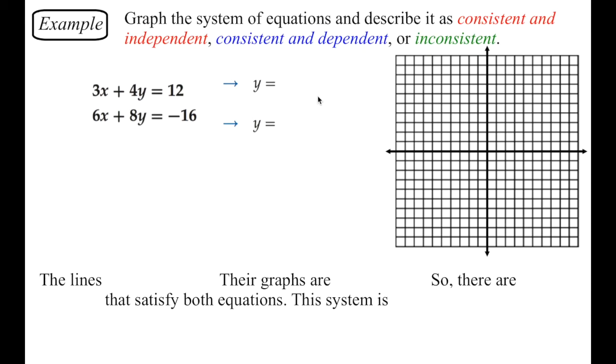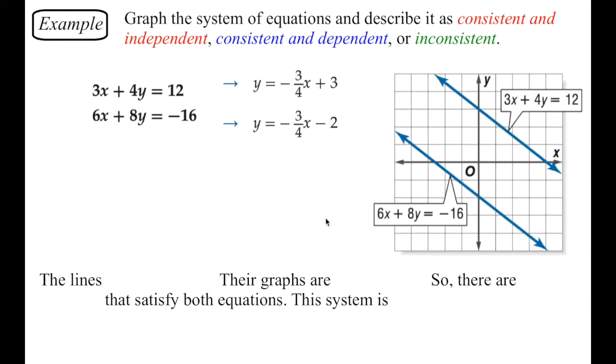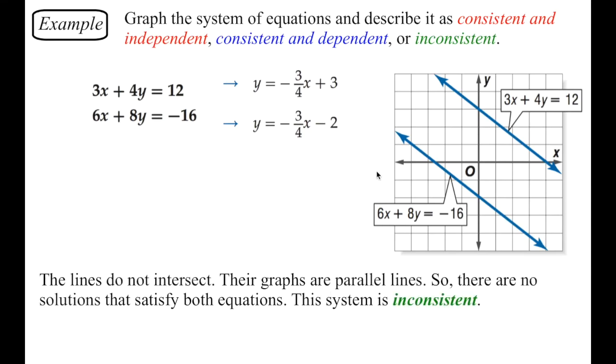And here's our last example, solving for y again. We notice that we have the same slope but different y-intercepts. So graphically, those lines are going to be parallel. They do not intersect, so there are no points of intersection. There's no common solution. So we say that that is an inconsistent system of equations. That'll do it for this video.